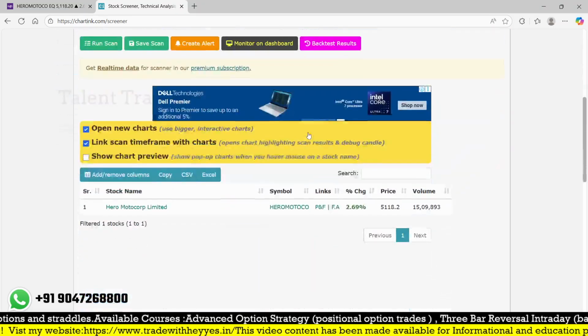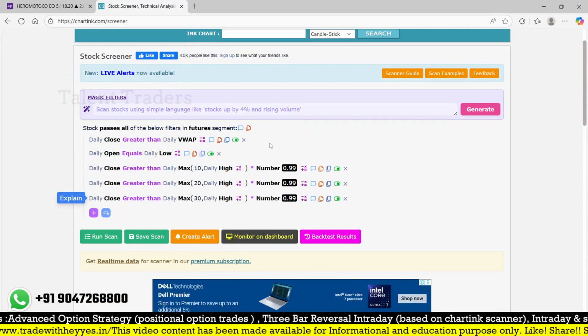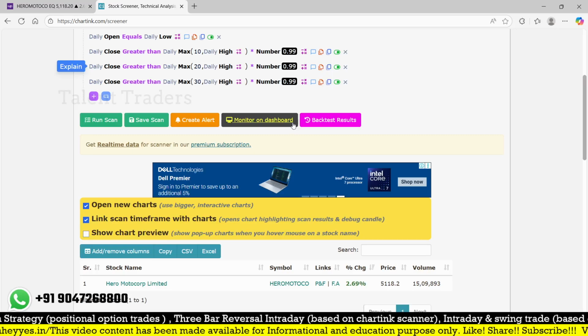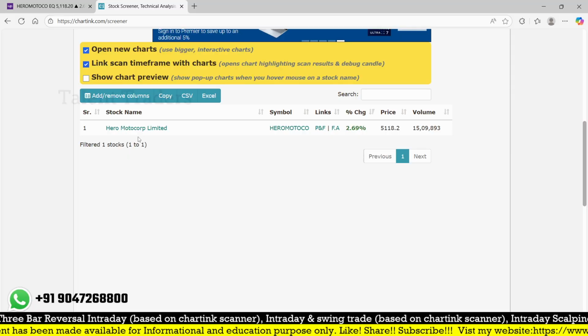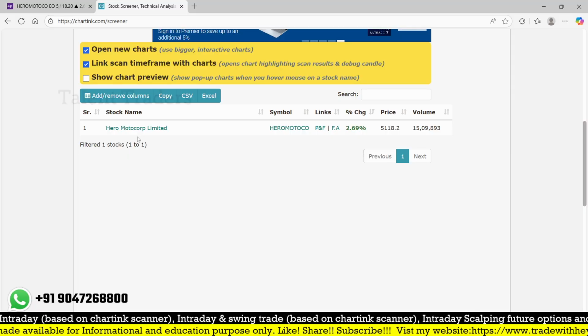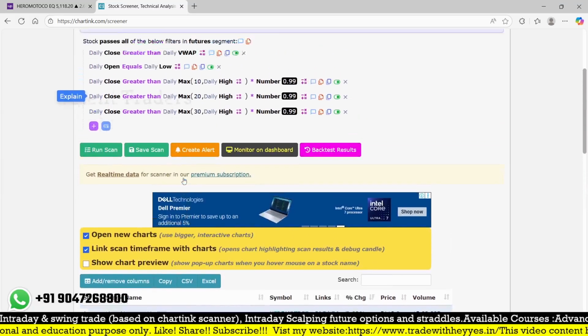Only Hero Motorcorp, and we'll check the back test. So among 163, after that we find 3, and finally we are finding only one stock. Maybe we can track this particular stock by tomorrow. It may be a very easy one.